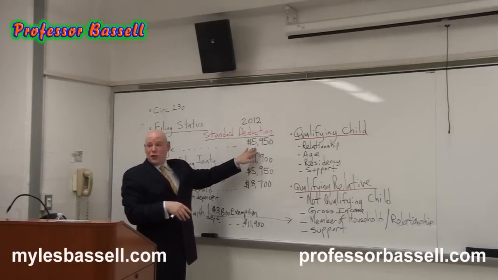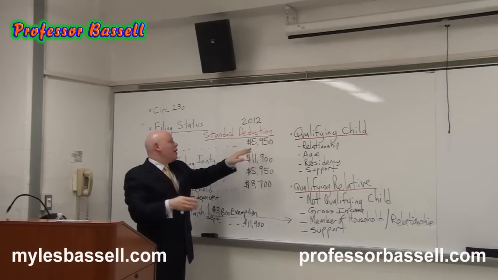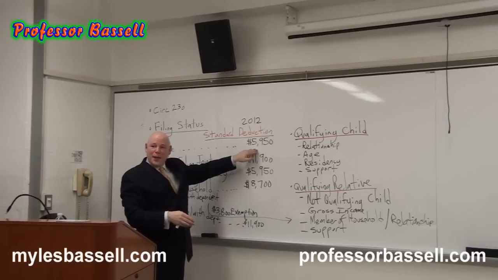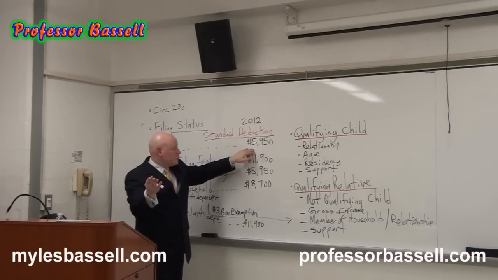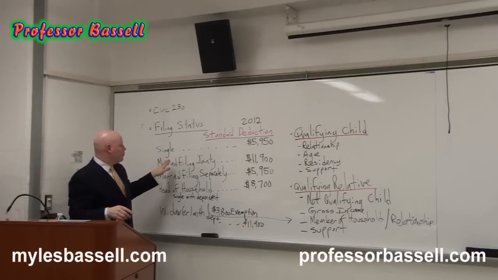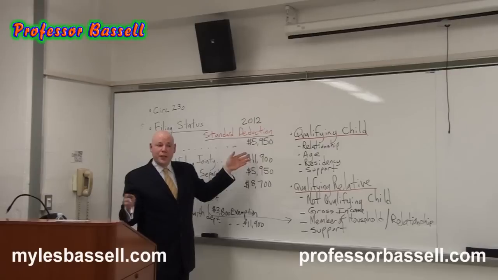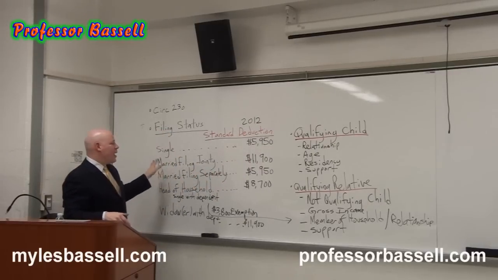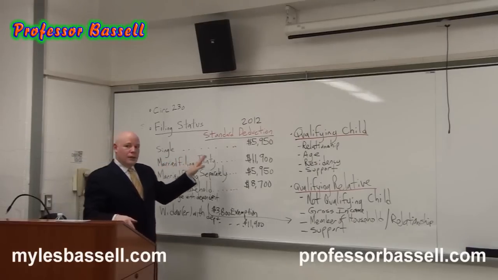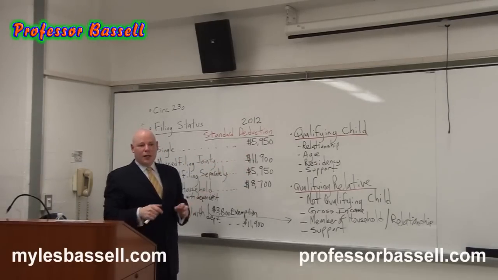It would be better if this was a credit. That means if we owed taxes of $10,000, then we would subtract $5,950. What do we subtract this $5,950 from? From our income. Now, look at the difference here. If we're single, our standard deduction is $5,950. If we're married and filing jointly, the standard deduction is $11,900.